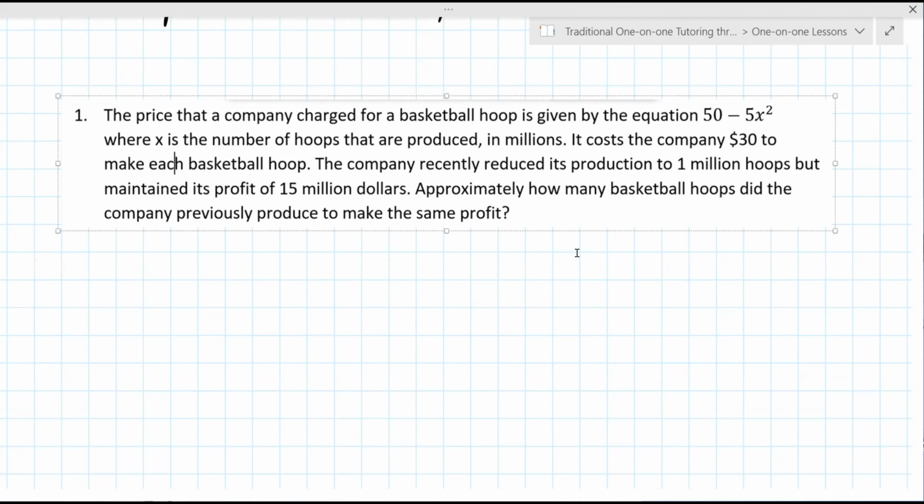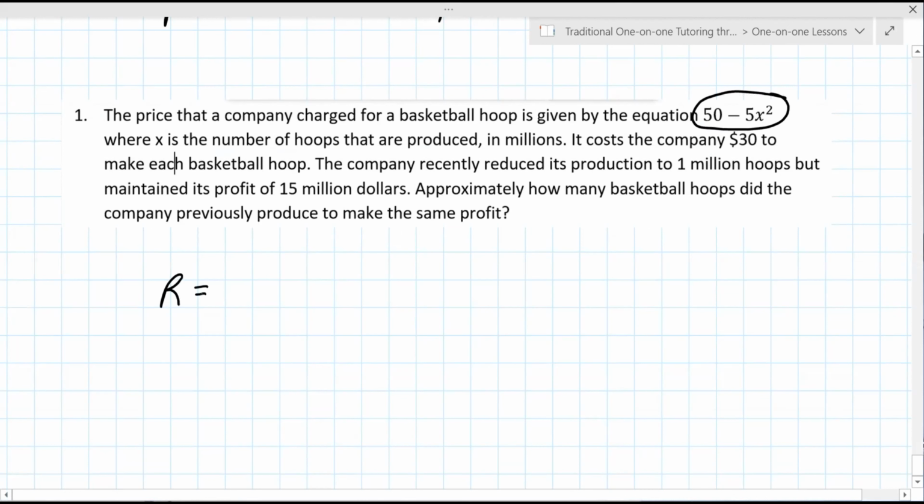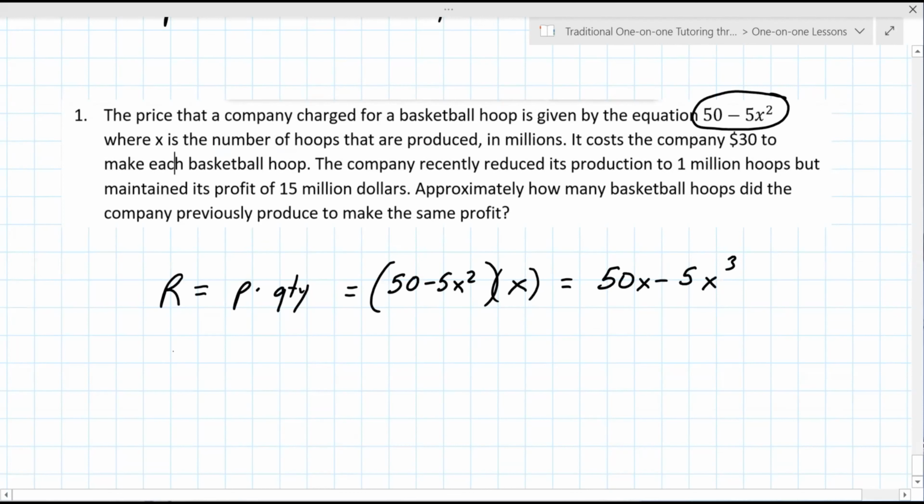So the price that a company charged for a basketball hoop is given by the equation 50 minus 5x squared, and revenue, which you do care about, revenue is price times quantity. So in your case, the price is 50 minus 5x squared, and the quantity is x. So this becomes 50x minus 5x cubed. The cost function, similarly, there's not really a formula for cost. It depends on many factors, but they're saying every basketball costs them $30 to make.